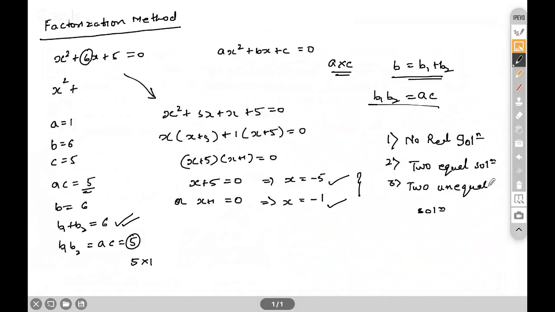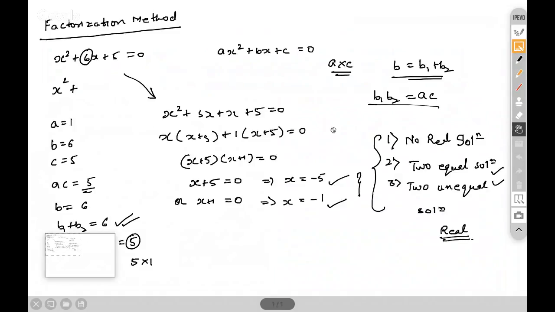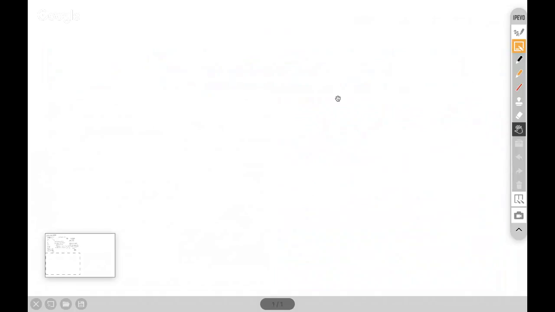Now we are talking in terms of only real numbers. We are not going into the realm of complex numbers. So if these are valid, then these are valid as in the solutions are in real domain. Okay, so we will see some more problems on this. Okay, let's see what else. Let's take up some more questions on factorization method, then we will proceed.